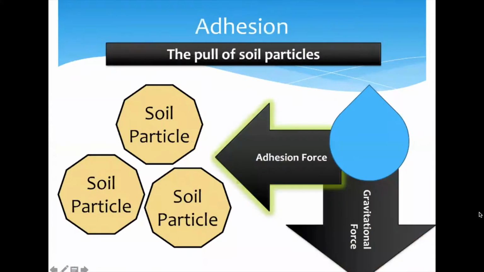Well, we have adhesion, and adhesion is the pull of soil particles. This gravitational force pulls water downward, whereas the adhesion force pulls the water side to side, but it may also pull it downwards as well. It's pulling the water particle to soil particles. That's where the adhesion force comes from. Gravitational force is just going straight down. For adhesion force, the water particle needs a soil particle to adhere to, okay?